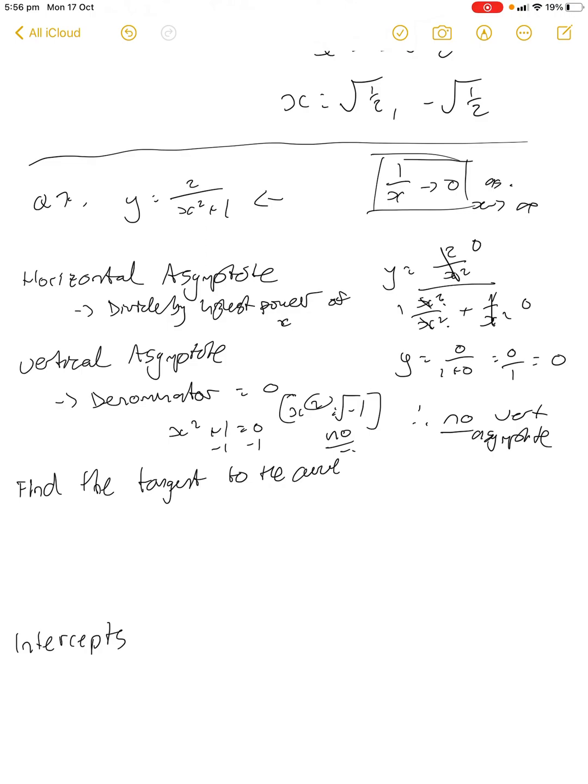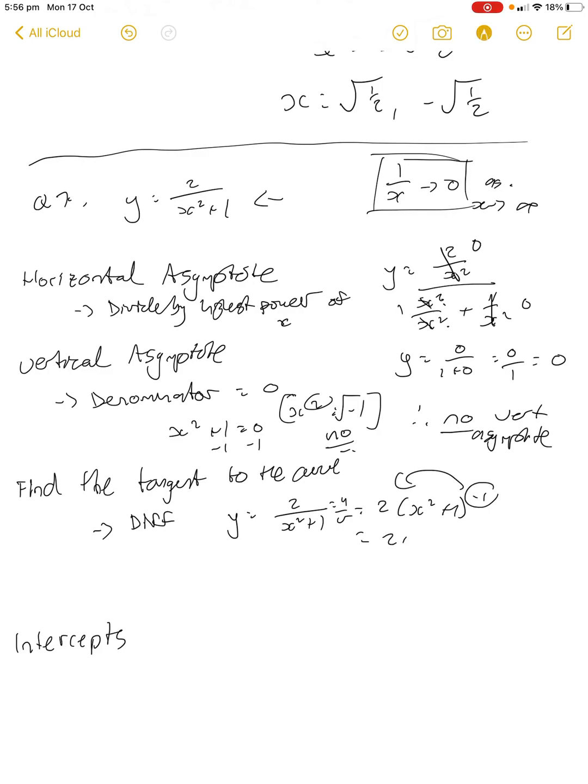Next step, we want to find the tangent to the curve. Now, when we're finding the tangent, we need to differentiate and go from there. So let's differentiate what we have here. Y equals 2 over x squared plus 1. Now we have a couple of different options we can use. We can differentiate this using the chain rule, or we could use the quotient rule. I'm just going to use the chain rule because it's going to be a little bit easier and I didn't leave a lot of space, lol.